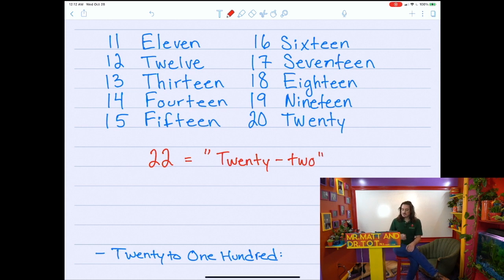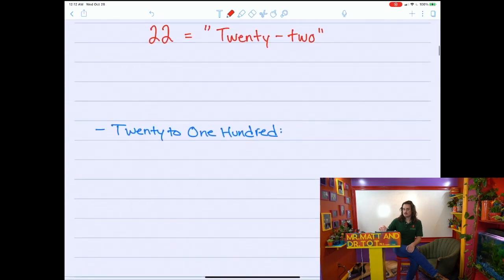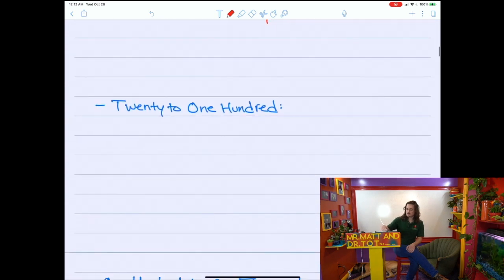Now for values from 20 to 100, I just want to go through the multiples of 10 here that we're going to see over and over. And let me get some more room here.